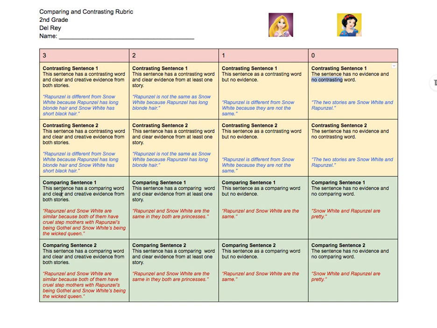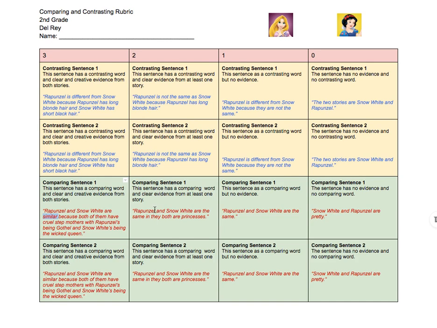A comparing sentence has to have a comparing word and two pieces of evidence. Rapunzel and Snow White are similar because both of them have cruel stepmothers, with Rapunzel's being Gothel and Snow White's being the wicked queen. See how I gave you two examples of how they're similar? And I said the word similar, so this would be a 3-point sentence.